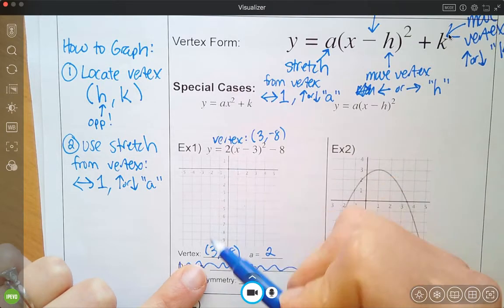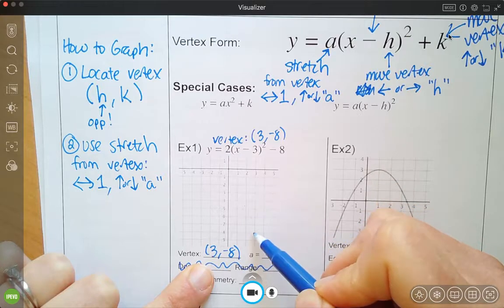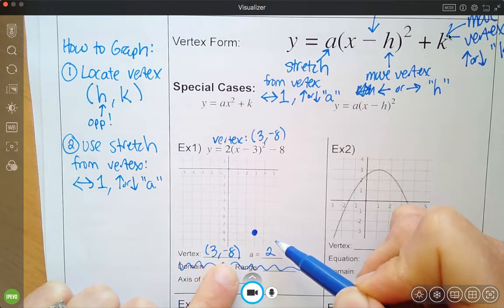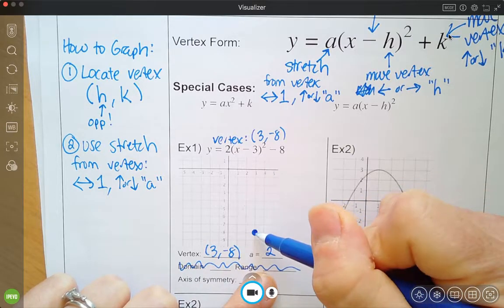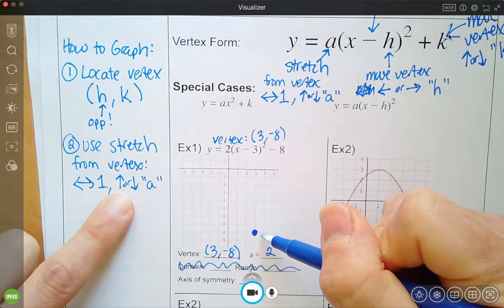So 3, -8: +3 on the x-axis, -8 on the y-axis. Make your vertex, okay? And now we use our stretch. Our stretch is +2, and so you're going to go over 1 in both directions, and then we're going to go up 2.